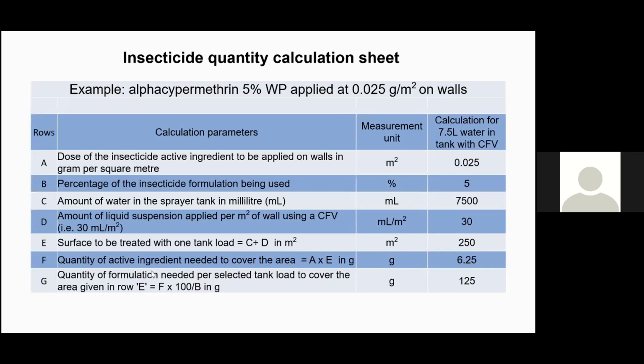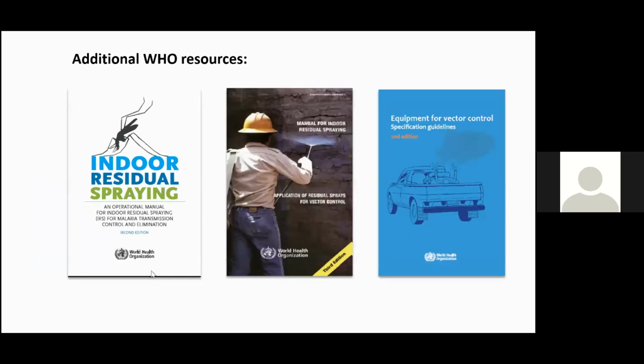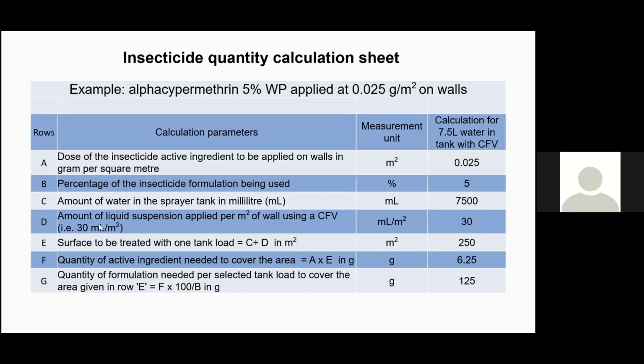You can insert formulae in the Excel sheet. So you have to just put in some figures, and it will give you automatically the amount of insecticide you require for spraying. So A, B, C, D, E, up to G is given.